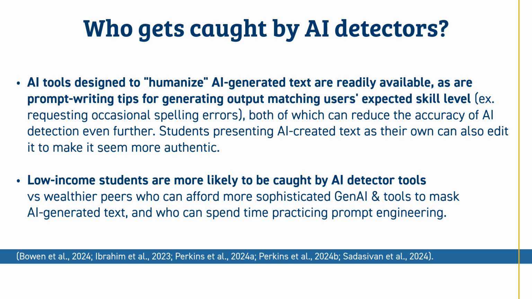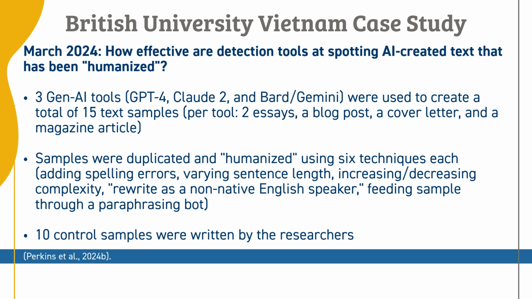And personally, I don't think that it's necessarily fair if both students are cheating for one of them to be much more likely to just get away with it. There was a case study this year at the British University of Vietnam, and they were testing 7 AI detection tools that are the most common against 3 generative AI tools that they then humanized using 6 different techniques, such as adding spelling mistakes to the text, making sure that the sentence lengths are all variable, making sure it was more or less complex, etc.